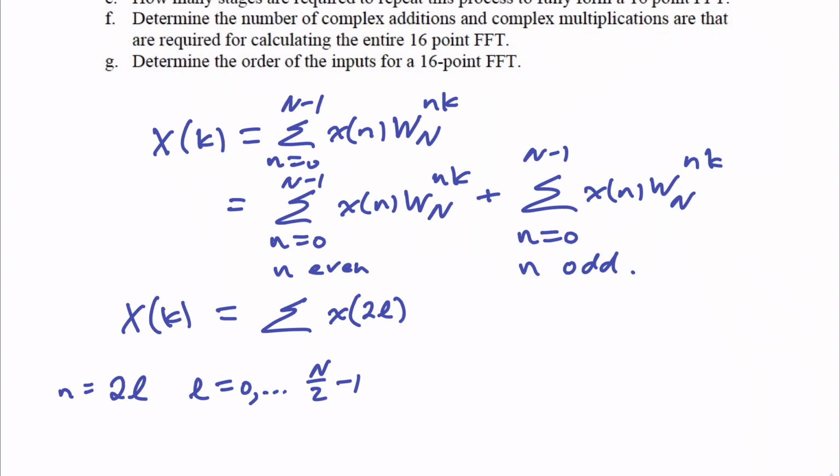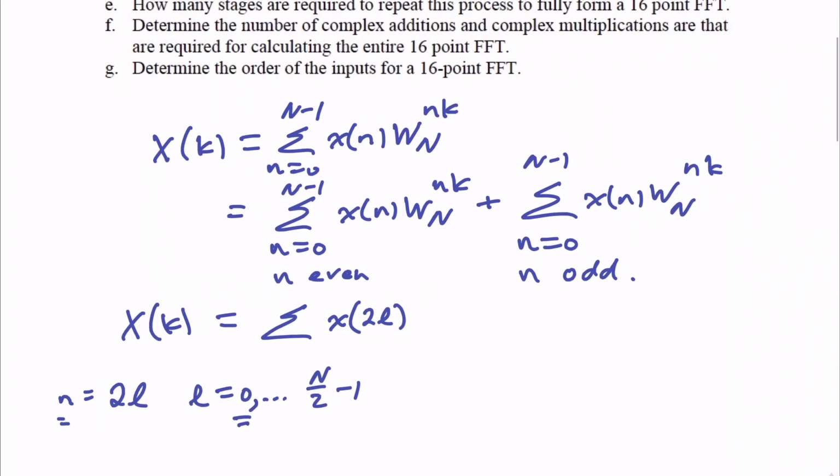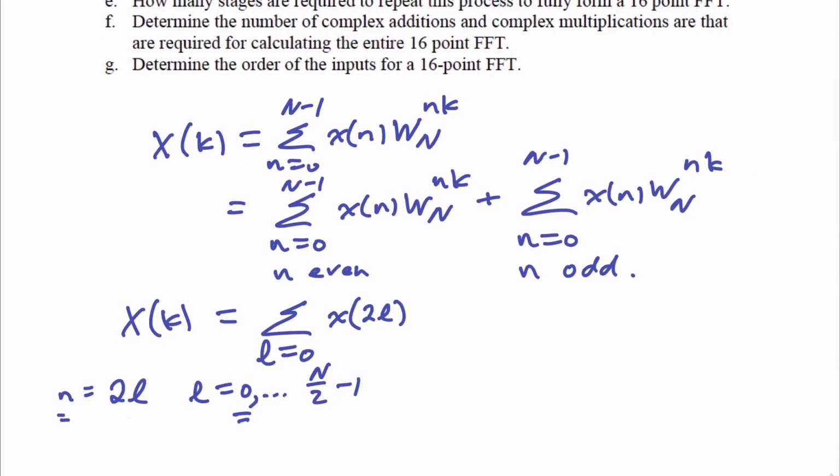Okay, so thinking about that, if you let l equal 0, n would be 0. If you let l equal 1, n would be 2. If you let l equal 2, n would be 4. So you see, by making this variable transformation, we are in fact picking up the even values of n. Okay, and then we just leave what's left. Instead of nk, this would be 2lk, and that finishes off the even side of that equation.